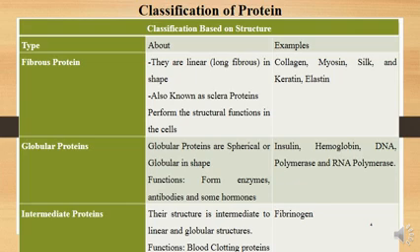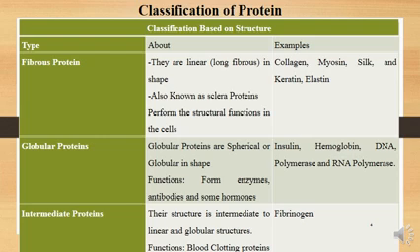Classification based on structure, we have the fibrous proteins. They are linear, that is long and fibrous in shape, also known as scleroproteins. They perform structural functions in the cells. Examples of these fibrous proteins are collagen, myosin, silk and keratin. We also have the globular proteins. Globular proteins are spherical or globular in shape. Their functions include forming enzymes, antibodies and some hormones, while examples are insulin, hemoglobin, DNA polymerase and RNA polymerase.